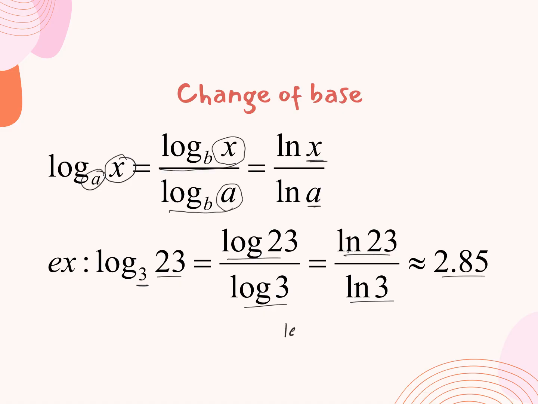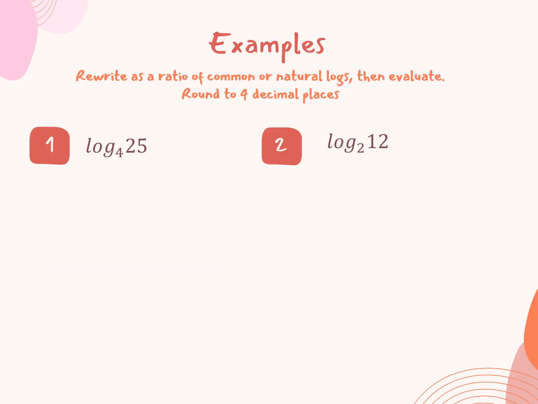Just one thing that you cannot do is, let's say you do log of 23 on top and then ln of 3 on the bottom. That's no longer the property. The property is that they need to have the same base on the top and the bottom. So that can't work. It just needs to be one or the other: log of 23 over log of 3 or ln of 23 over ln of 3, and those are going to be exactly the same as if you were to just do log base 3 of 23. All right, so let's just do some examples.